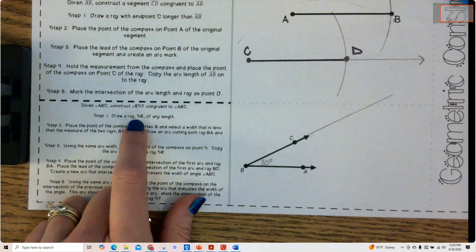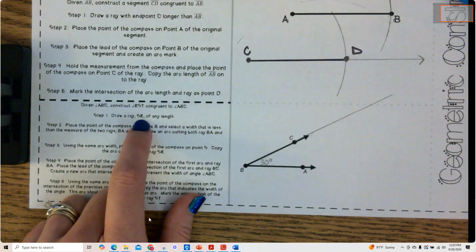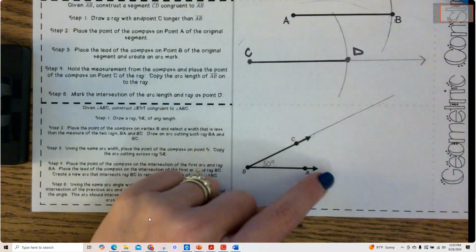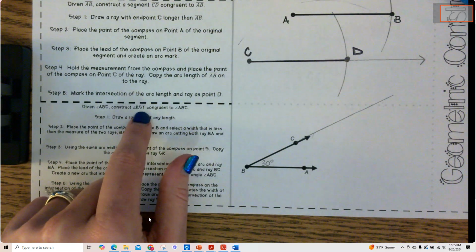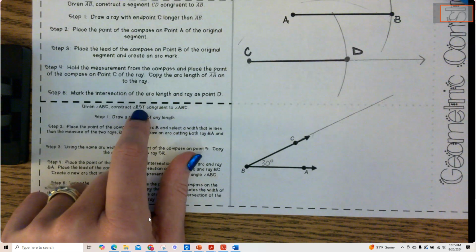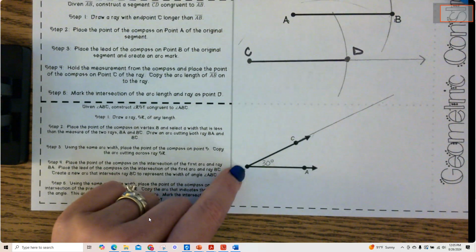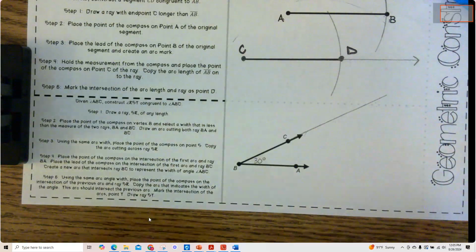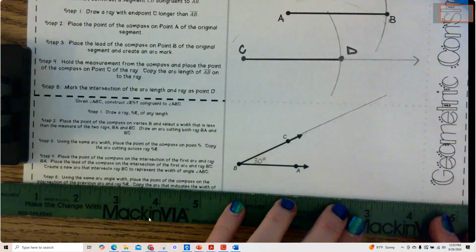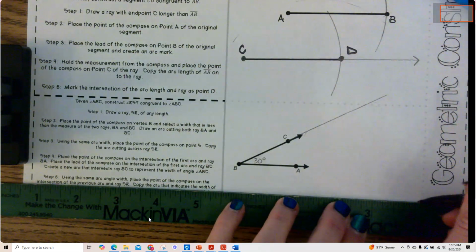So we are going to draw a new ray, SR, of any length. So my original ABC, we're going to make a new one that's RST. The letter in the middle is your vertex, is your point. So I would draw it down here, pretty close to the bottom. But draw you a nice, pretty long line.